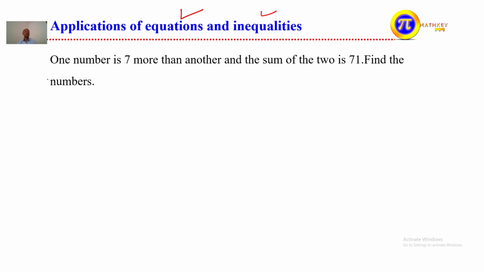You know, if you consider this example: one number is 7 more than the other number, then the sum of the two is 71. Find the numbers. Let x and y be the two numbers. What is the relationship between them? It is given that one number is 7 more than the other, so let y equal x plus 7.